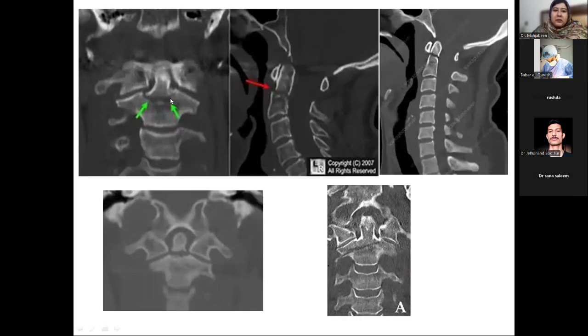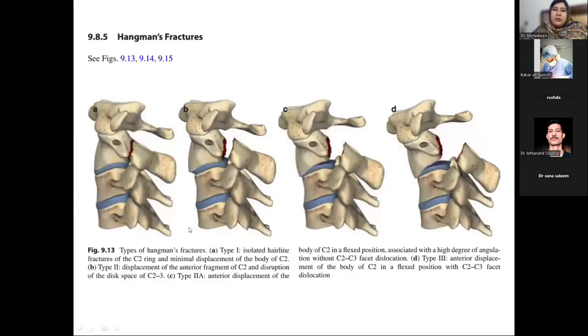So this is going through the body. Again, on this mid sagittal view you cannot actually say whether this is type 2 or type 3. Whenever you see, you can obviously say that there is a fracture of the odontoid, but to know what kind it is, you have to see the coronal. So this is very important. Now this is a CT scan of this patient, and this is a CT scan of this patient. So it's very important that you should see the coronal cuts.